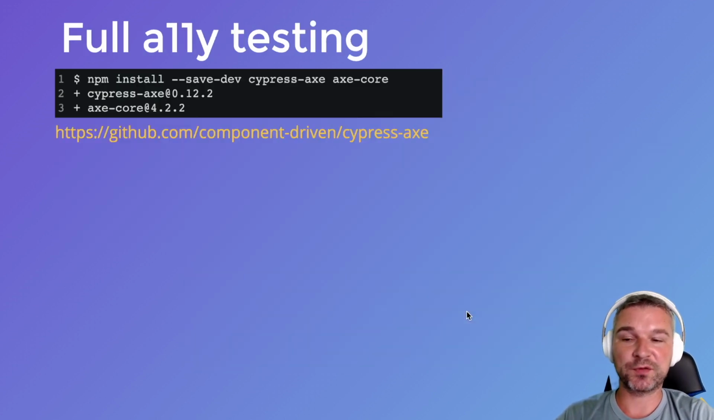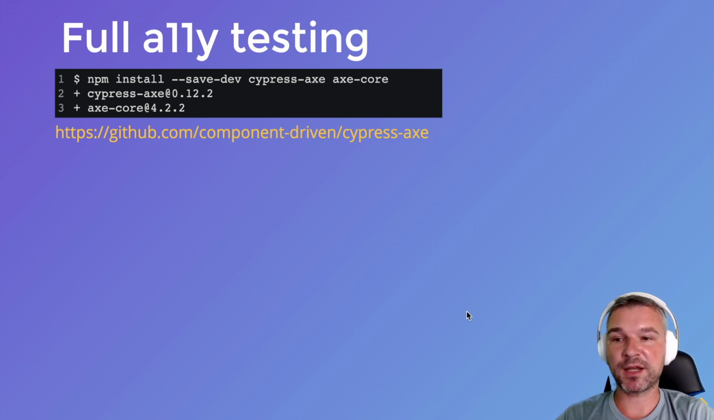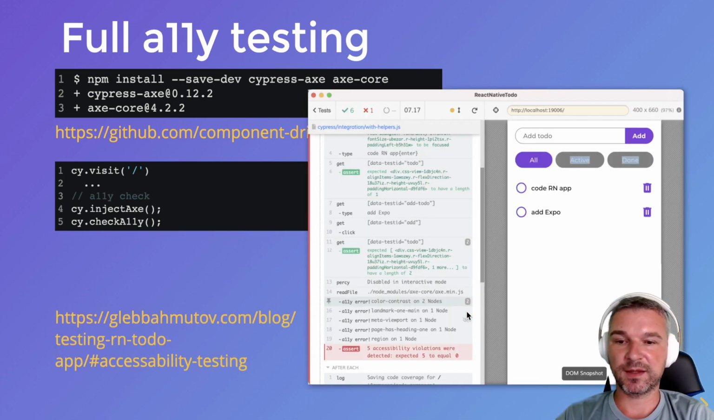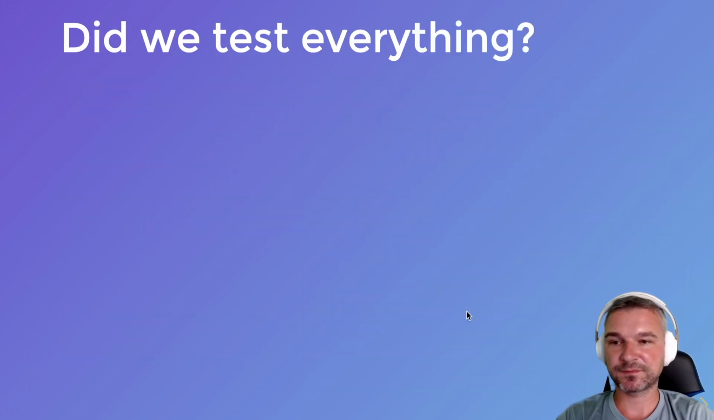This is just scratching the surface. If you want a full accessibility check, you can bring in the Cypress axe plugin. And anytime you want to check the whole page, you can say check accessibility. This plugin will find so many issues, I guarantee it. Everything from color contrast to a lack of labels to the structure of your document.